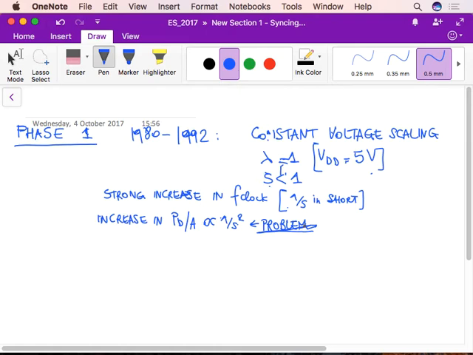The second problem is a reliability problem, because you have the same voltages applied to smaller and smaller transistors, and therefore these transistors sometimes have a breakdown because you're stressing them too much. You're applying too large electric fields. Okay, so there are two orders of problem.